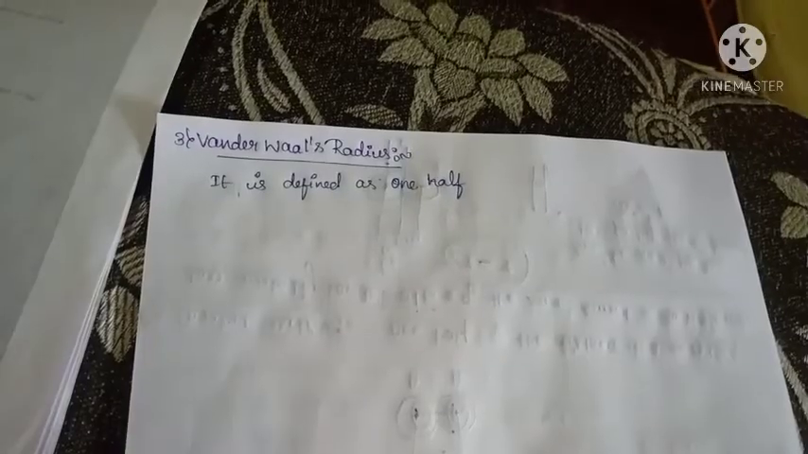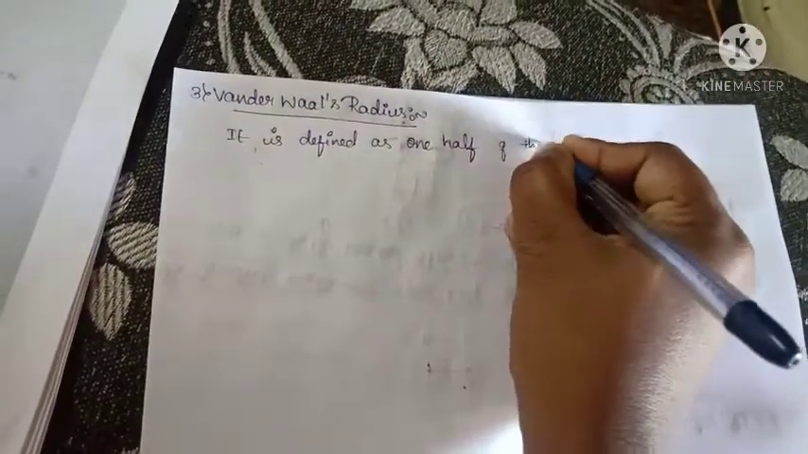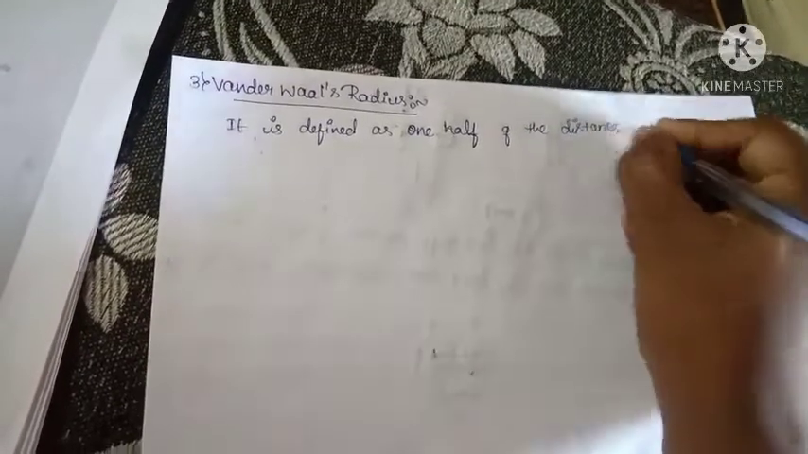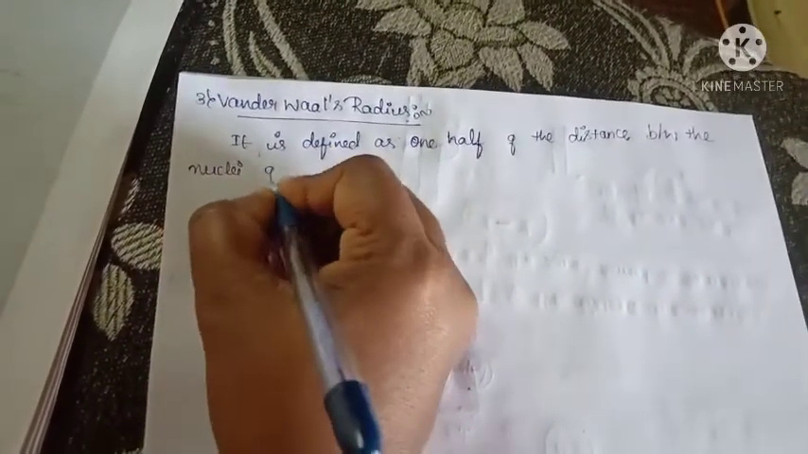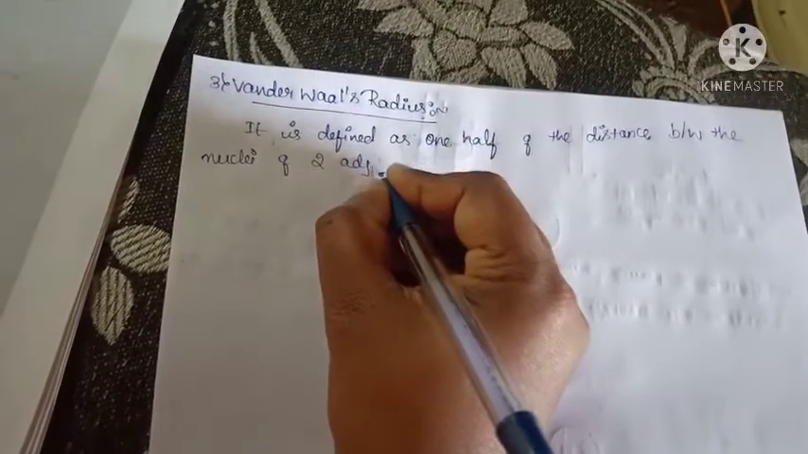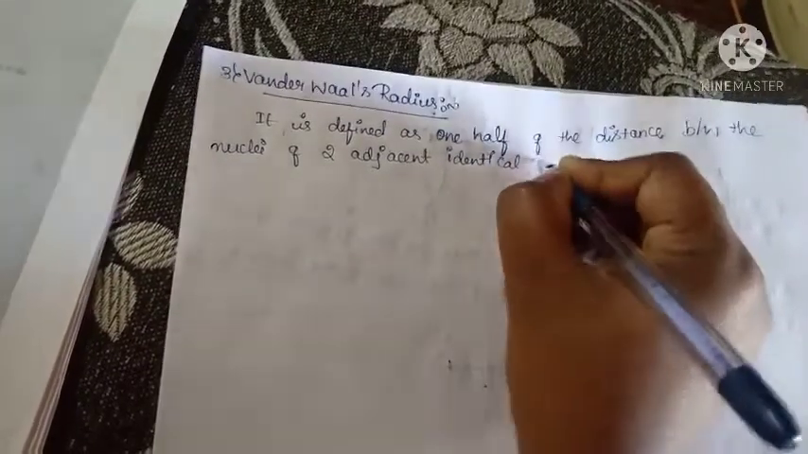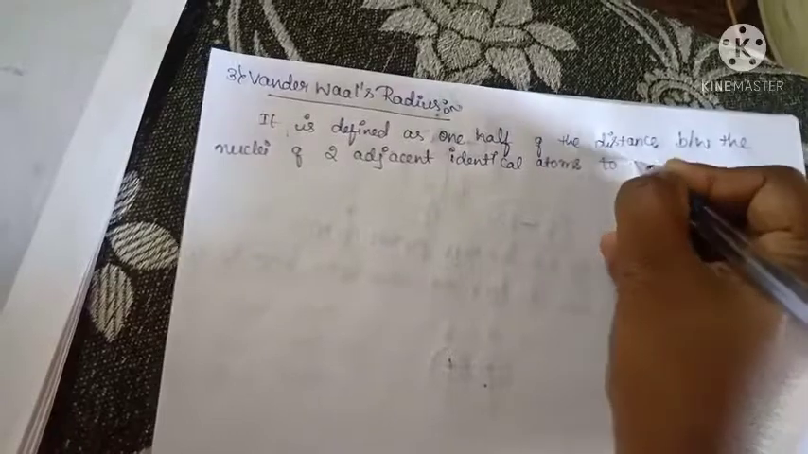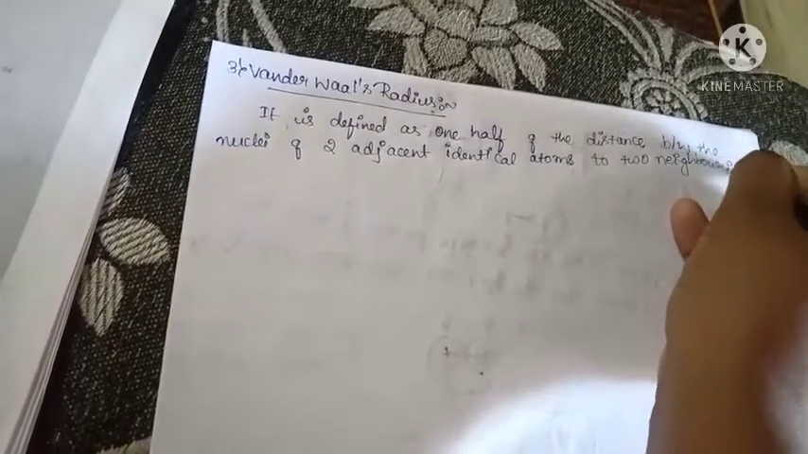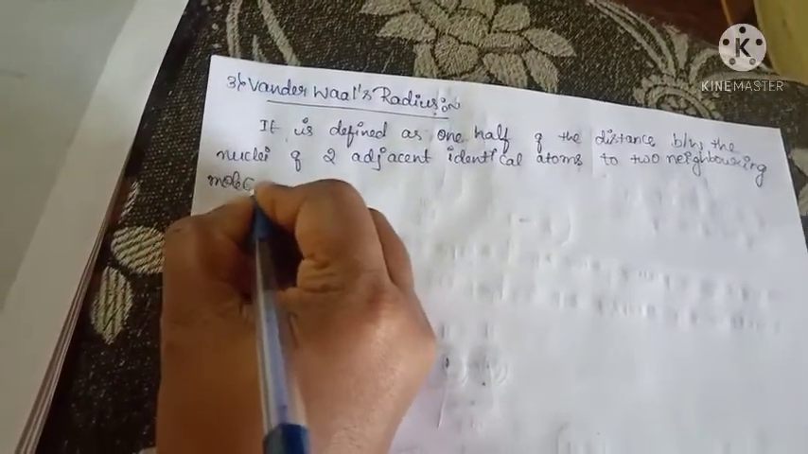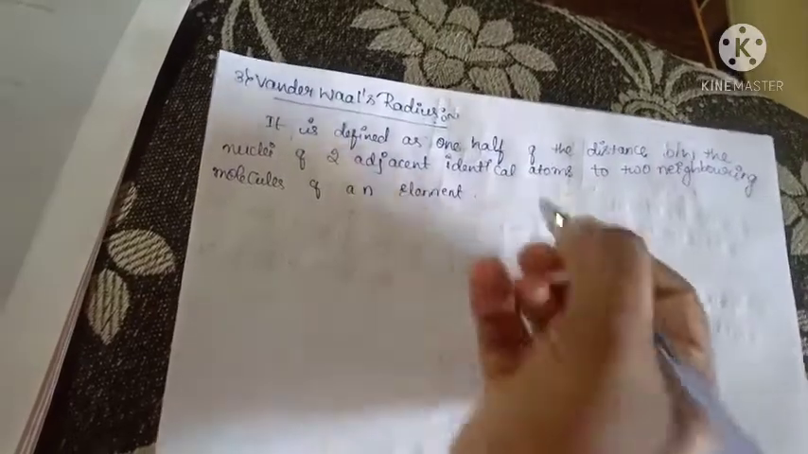The third one is van der Waals radius. It is defined as one half of the distance between the nuclei of two adjacent and identical atoms belonging to two neighboring molecules of an element, and is called the van der Waals radius.